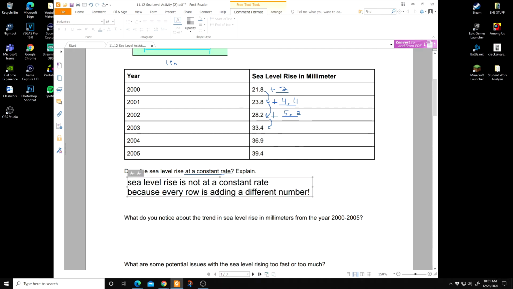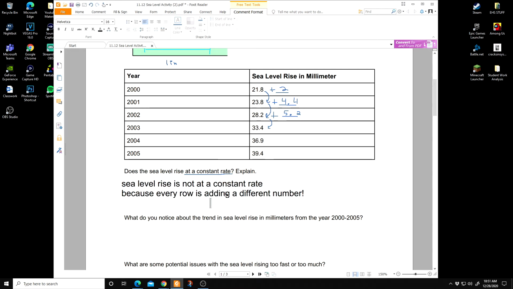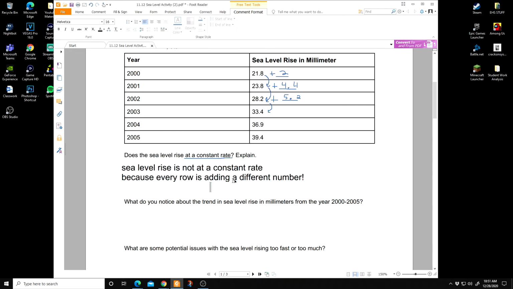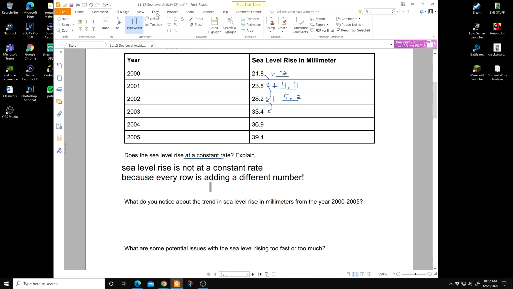There it is. Okay. So the sea level rise is not at a constant rate because every row is adding a different number to our sea level rise. Now, it makes sense that it's not adding by the same amount every time, because this is real data. Like, this came from NASA, so that's officially real data.